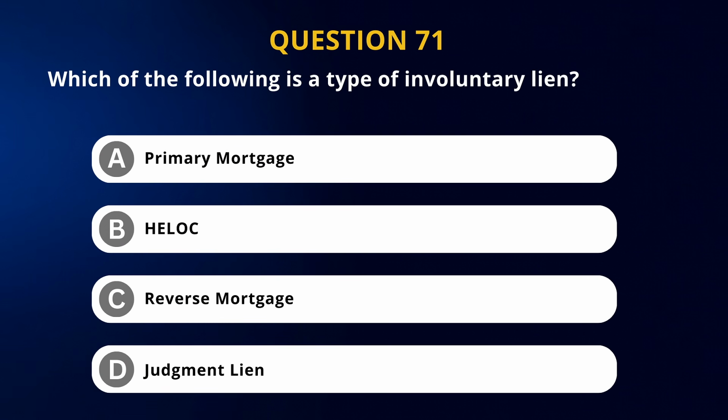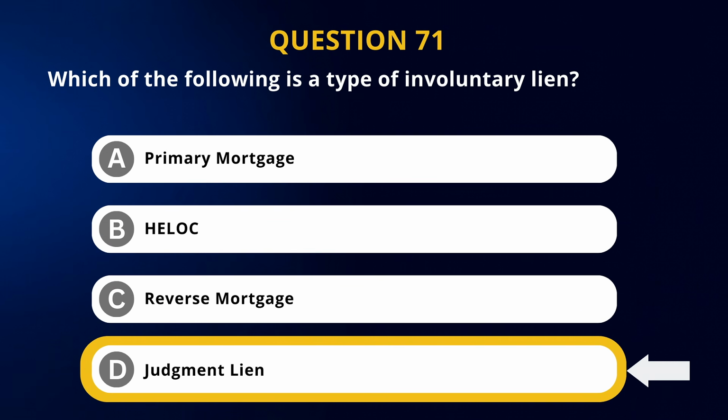Question number 71. Which of the following is a type of involuntary lien? Letter A, primary mortgage. Letter B, HELOC. Letter C, reverse mortgage. Letter D, judgment lien. And the answer? Letter D, judgment lien.